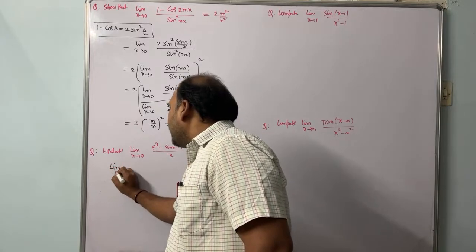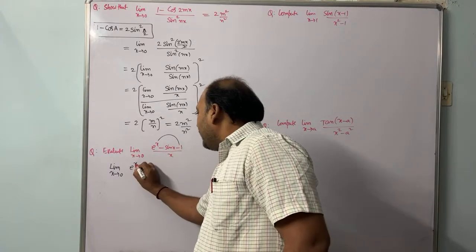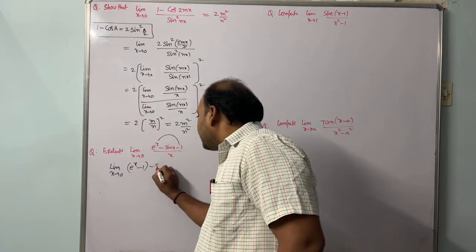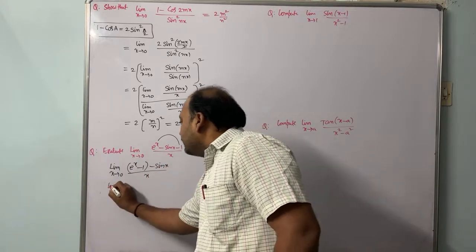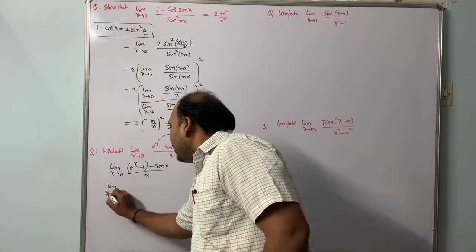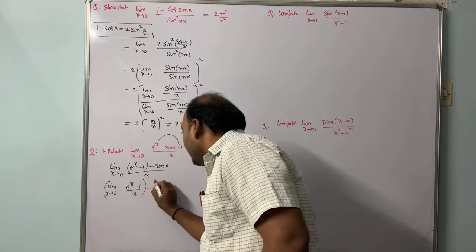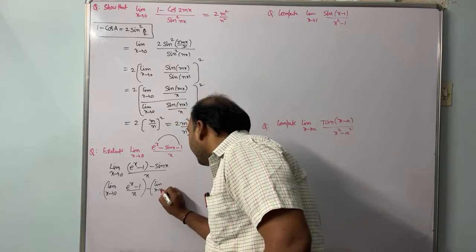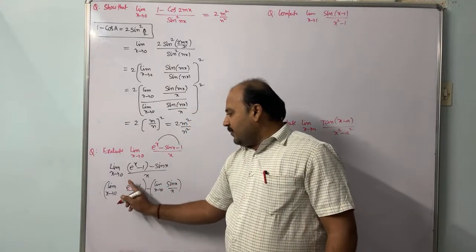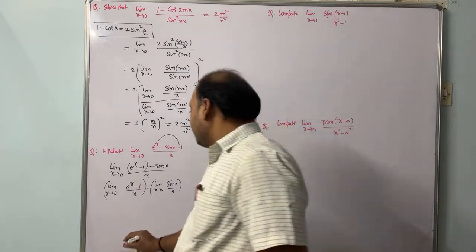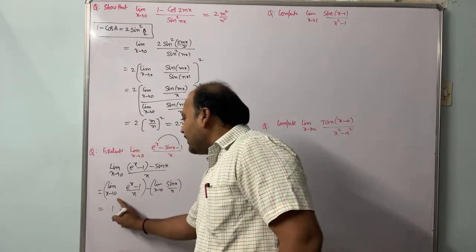Limit x tends to 0, we need to split into two terms. This is one term, e power x minus 1 minus sin x divided by x. Again we are going to split into two terms. Limit x tends to 0, e power x minus 1 by x minus limit x tends to 0 sin x by x. Limit x tends to 0, e power x minus 1 by x value is 1 minus, this is also a standard result, students.